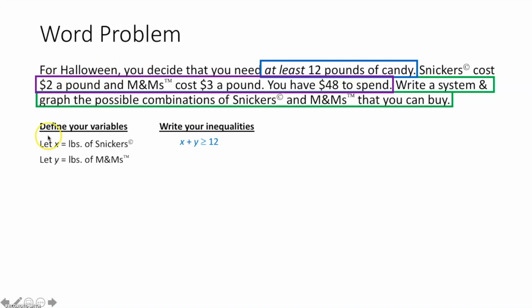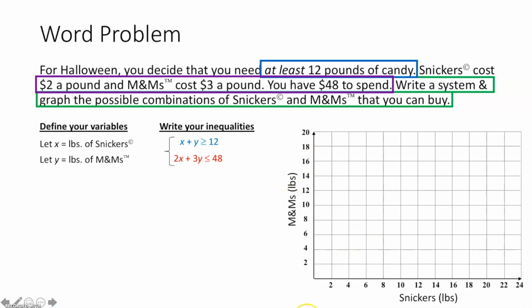So we have 2 times x plus 3 times y has to be less than or equal to $48. Cool. We now have a system of linear inequalities that we can solve by graphing. Notice that we only have the first quadrant. That's because you assume that you can't have negative pounds of Snickers and negative pounds of M&Ms. So we're going to graph both of them on this coordinate plane and figure out where our solution set is.